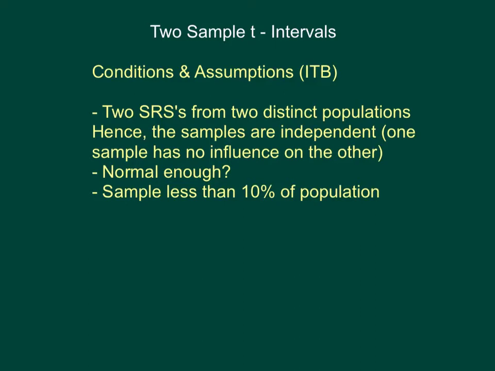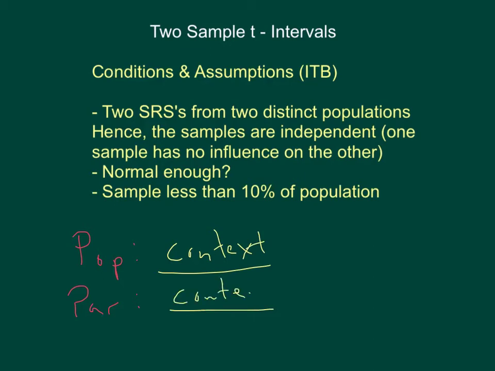And then lastly, is the sample size for each sample less than 10% of its respective population? If it is, we can proceed to use a two-sample t-interval. As we begin to work with an actual question, we want to make sure that we discuss in context the population of interest and the parameter of interest, and again, making sure that we discuss this in context.